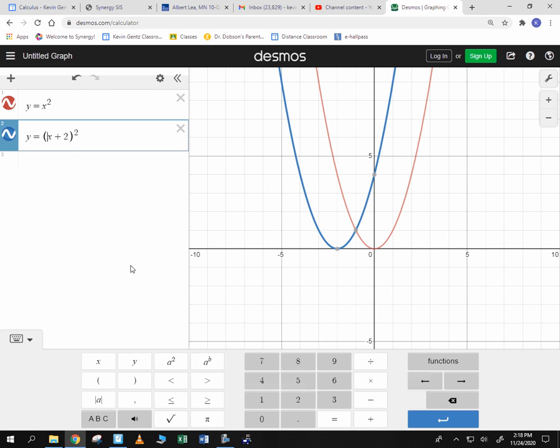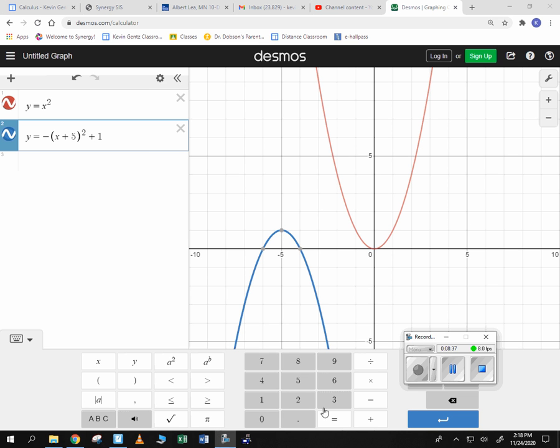And so we've got a negative on the outside, a plus 5 on the inside, and then a plus 1 on the outside. And sure enough, there's my graph. You can see it's shifted to the left 5, up 1, and it's upside down. It's a nice use of Desmos right there.